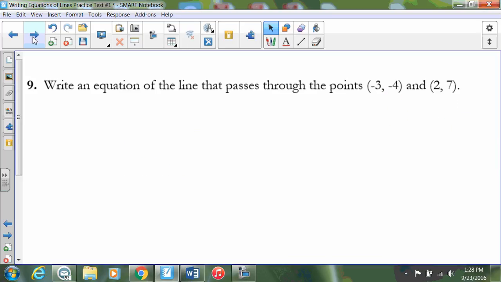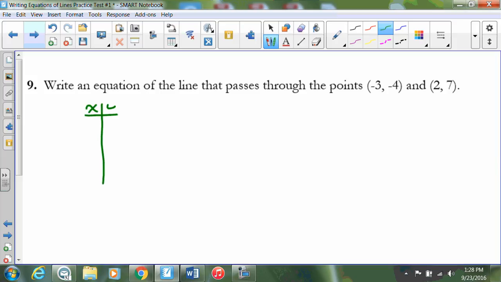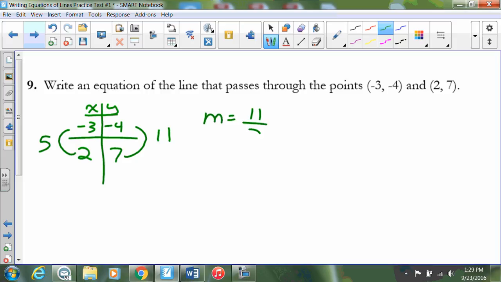Okay, write an equation of the line that passes through those points. Darn it, there's no alert, alert, warning, warning. We actually have to go ahead and put them in an XY table. So we'll have negative 3, negative 4, and 2, 7. We'll go ahead and find the slope. 7 minus a negative 4 is 11, and 2 minus a negative 3 is 5. So, oh, that's a beautiful slope, right? 11 over 5. Let's pick a point.